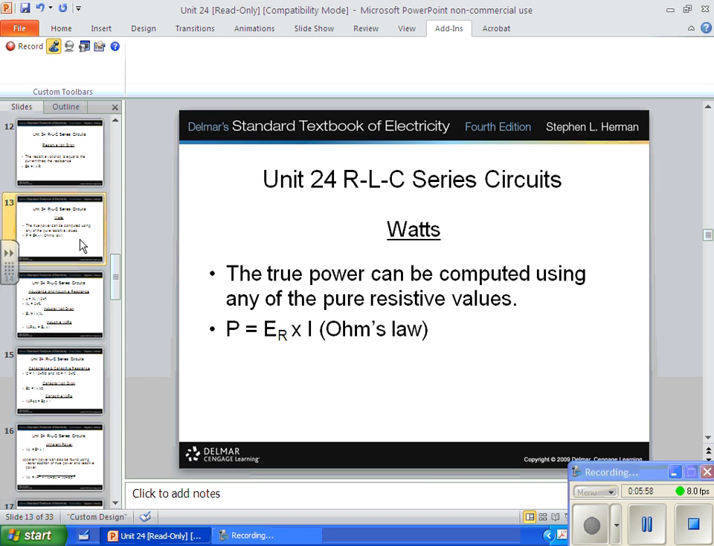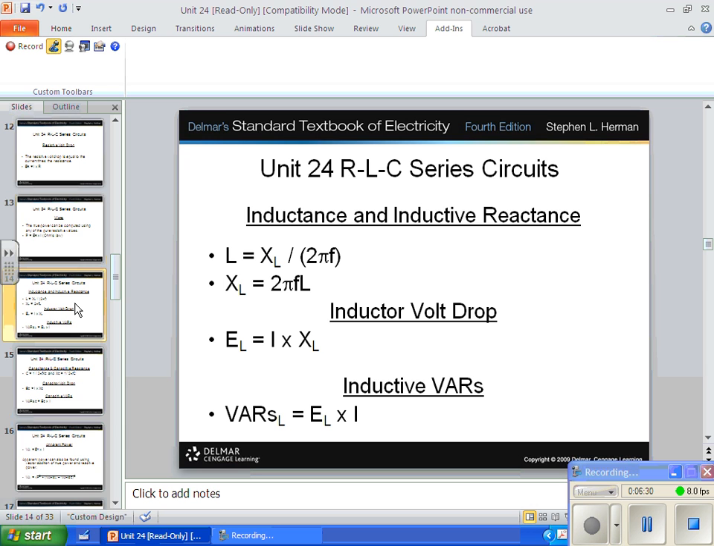Actually, let's go back over that. Let me say that again. True power can be computed using any of the pure resistive values. In other words, if you knew the voltage drop across the resistor and the current through the resistor, you know the true power that this thing's making, right? Because everything else in this thing is VARs, right? Okay, when we get to the VARs and the power, we'll talk about that later.